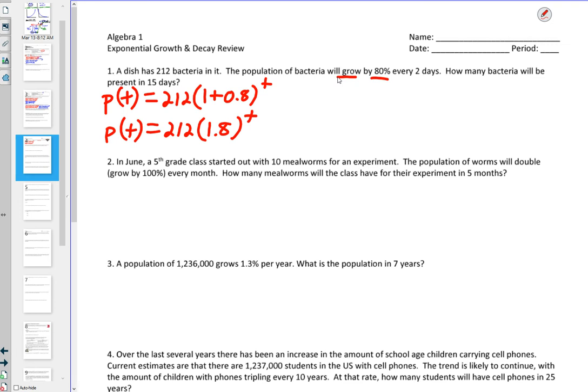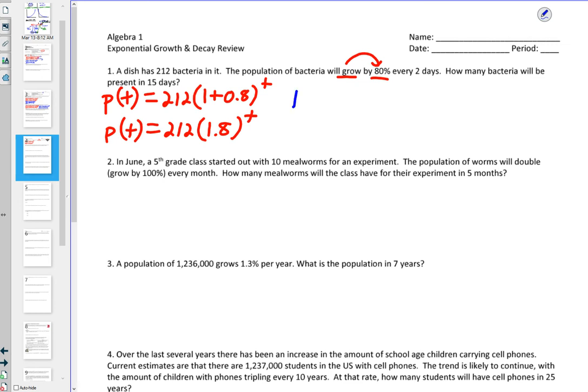We want to know what's going to happen after 15 days. Remember, the growth cycle, if you will, in order for this to grow by 80%, how long does it take for it to grow 80%? 2 days. So one cycle is 2 days, and then another cycle 2 days, and 2 days. So we're not asking you how many days are in 15 days. We're asking you how many double days are there in 15 days. And if you're ever not sure, what you would do is divide.